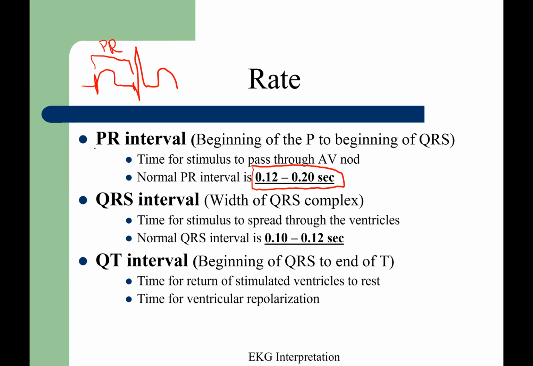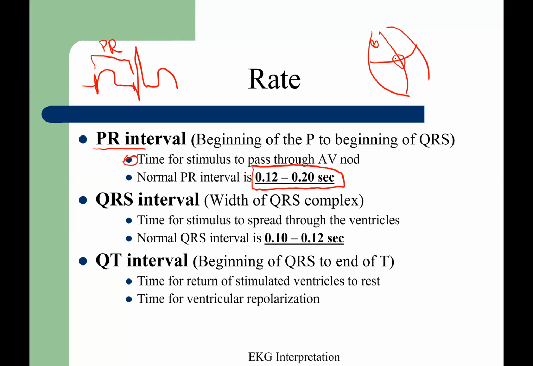Now, what does this all mean? What does the PR interval mean? Well, that's the time it takes for the stimulus that originates from the sinus node to go all the way through the atrium and make its way to the AV node.